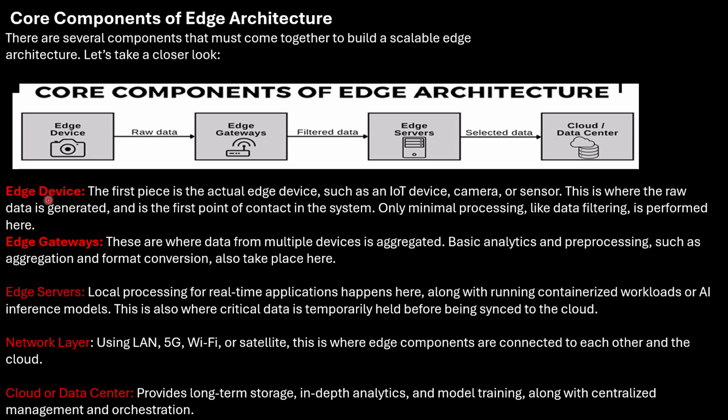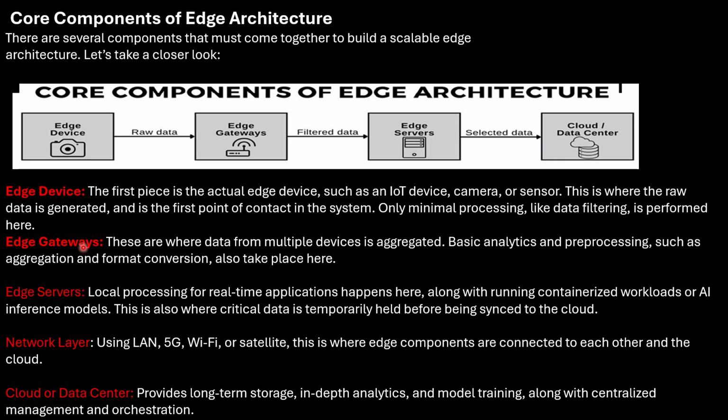Edge device. The first piece is the actual edge device, such as an IoT (Internet of Things) device, camera or sensor. This is where the raw data is generated and is the first point of contact in the system. Only minimum processing like data filtering is performed here.